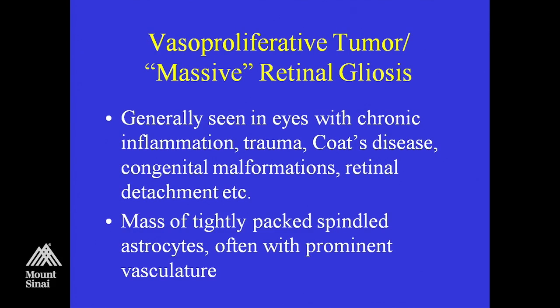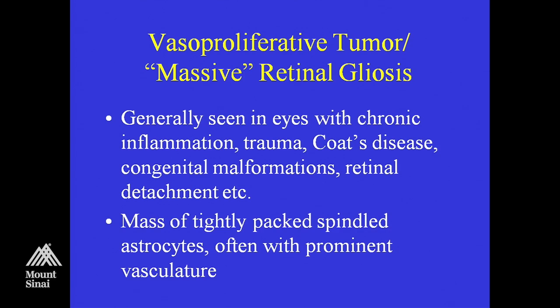Well, really probably the most common one that you might encounter if you look at eyeballs at your institution is the so-called vasoproliferative tumor, also known as massive retinal gliosis. As we'll discuss, neither of these names, which are the most commonly used ones, are perfect, and I think there's some new proposals that may be better. And these generally arise in eyes in which there's some inciting event. It could be a sort of chronic inflammation, uveitis, trauma, congenital malformations, retinal detachment. There's something that gets the ball rolling in these cases.